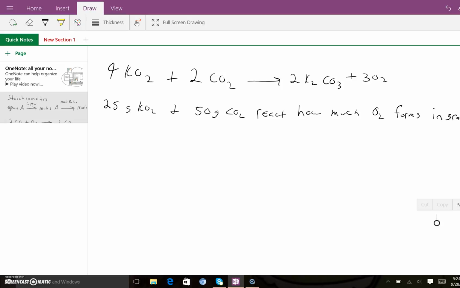For a limiting reagent, we have 2 ways of doing this. We can just go ahead and do the stoichiometry for both of them, and the smallest number wins, or I'll show you a trick. So let's go ahead and run it. Phase 1: assume KO2 is limiting.